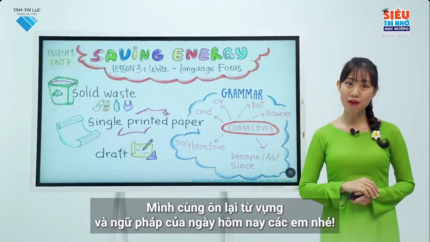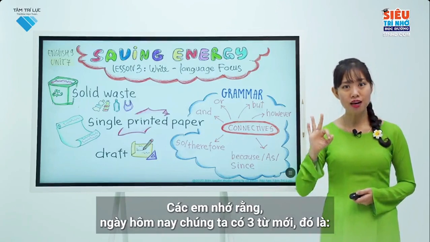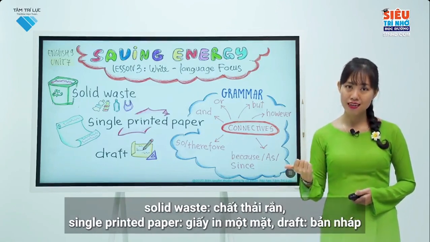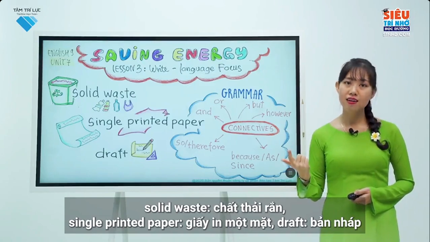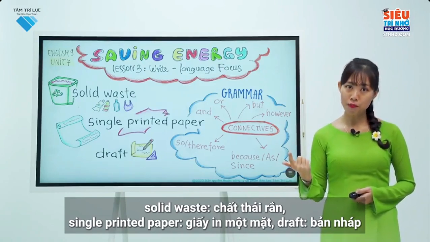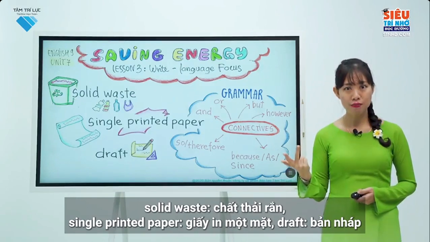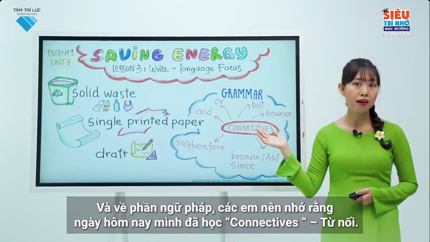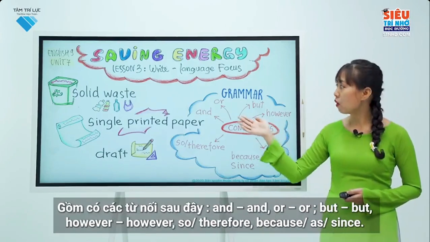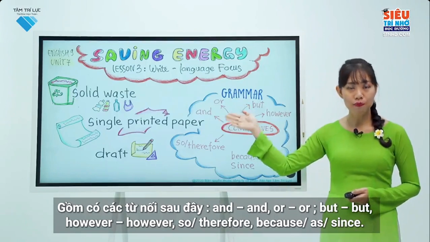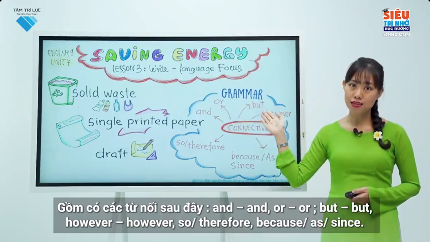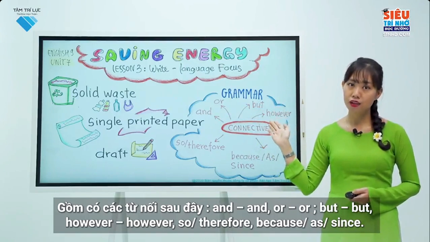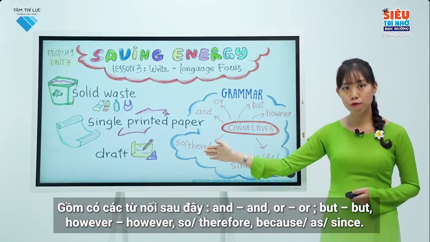Now let's revise vocabulary and grammar. Dear students, today we have 3 new words to concentrate on. They are solid waste, single printed paper, draft. About the grammar part, these are all you need to remember about the connectives. These connectives include and, or, but, however, so therefore, because, as, since.